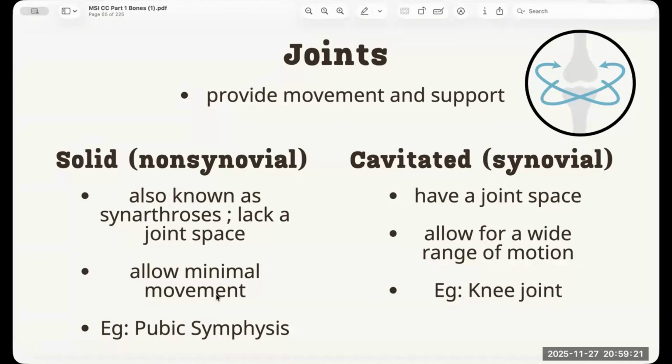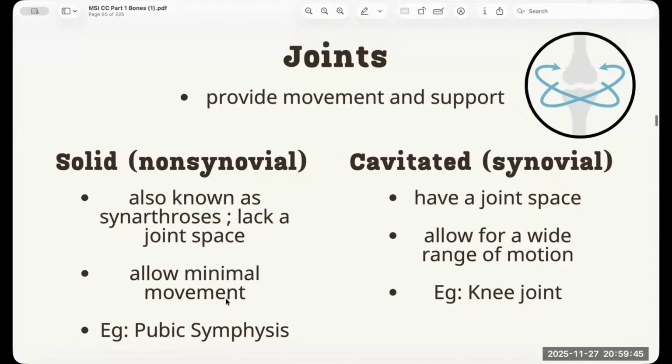Where would we find these? In the pubic symphysis and the sutures of the skull and so on. And the cavitated type, or the synovial type, is what we know most commonly regarding joints. It's the one that has a joint space that allows for range of motion, and it could be the knee joint, hip joint, elbow joint, shoulder joint, so on and so forth.